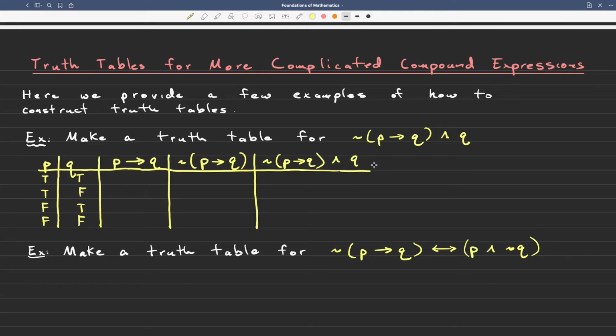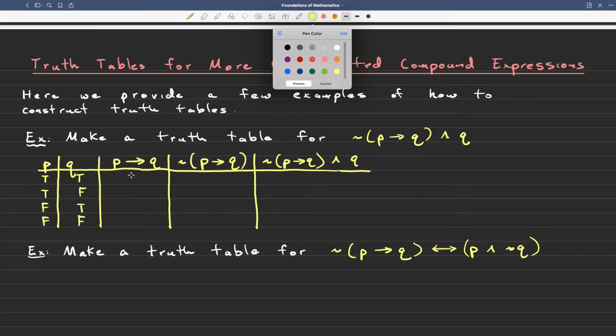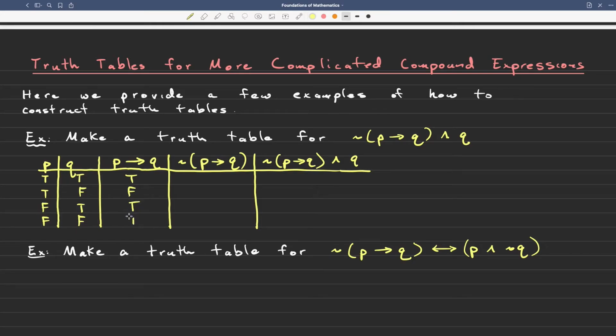And that's the final expression, right? That's the thing that we want. So the object of the game here is to get the truth values in the furthest right column, but we'll get there just by considering the ones to the left of it. So P implies Q, we remember, goes true, false, true, true. The only way P implies Q is false is if P is true but Q is false, and it's true in all other instances. Then negating that would be false, true, false, false.